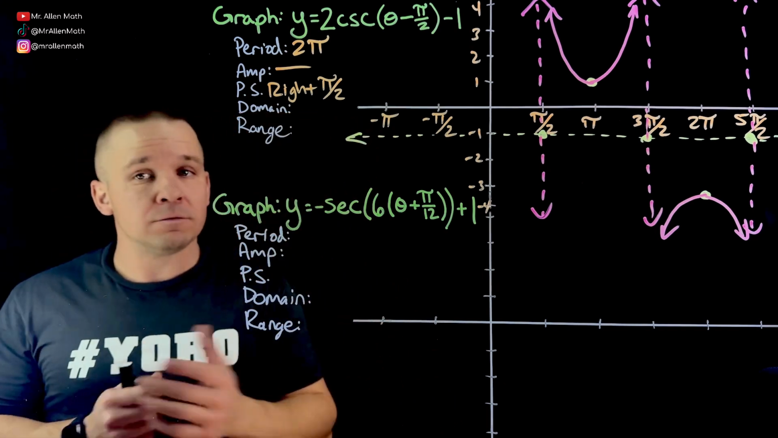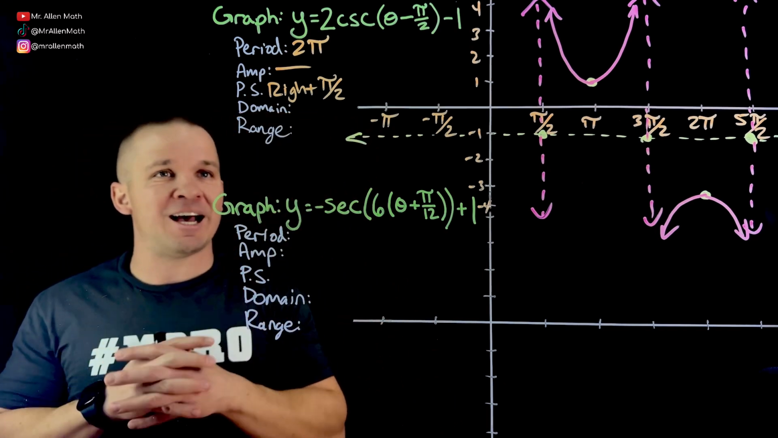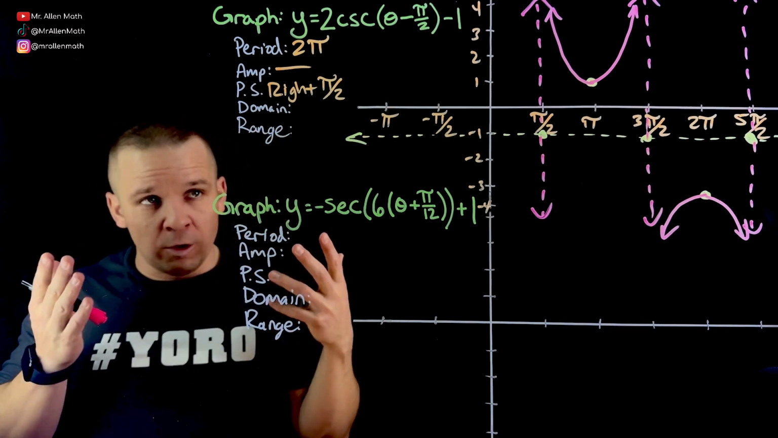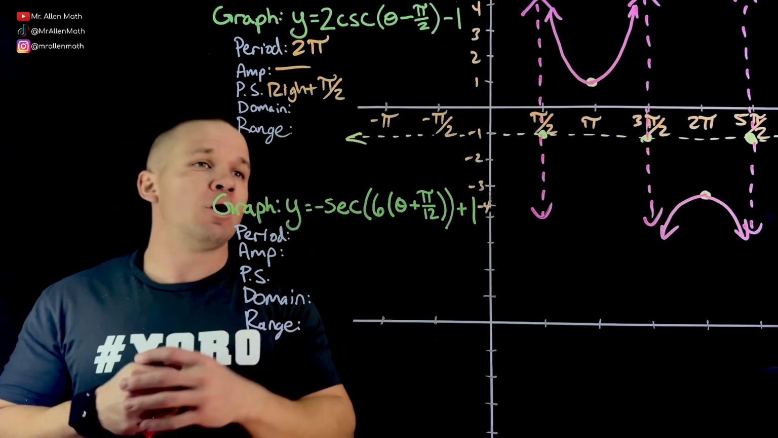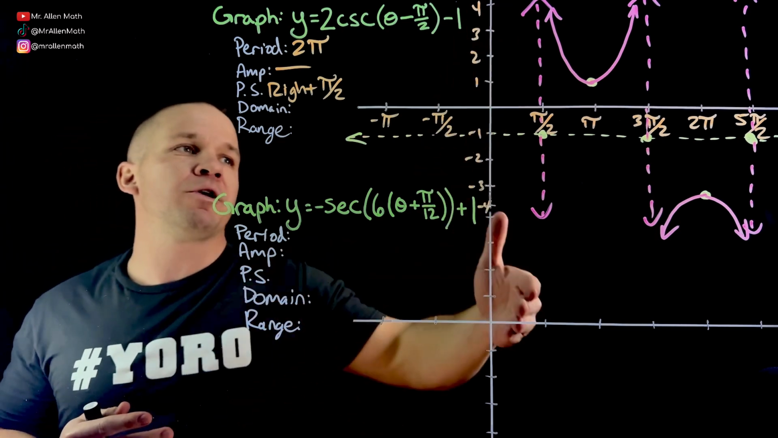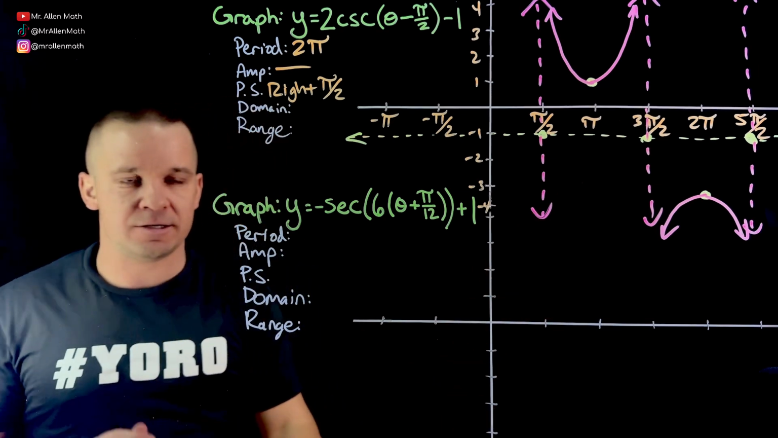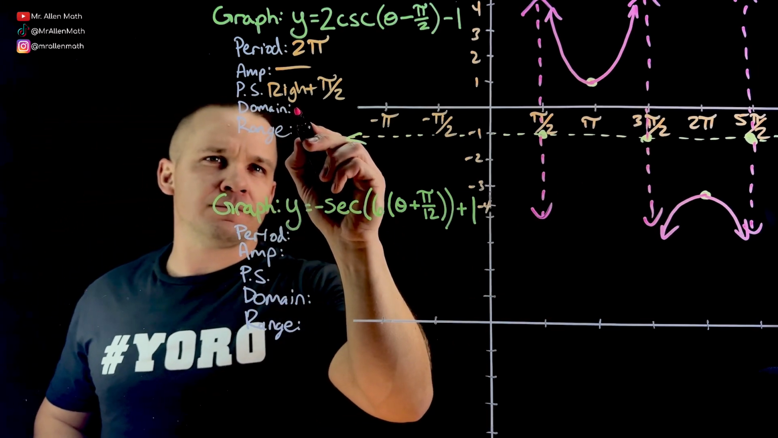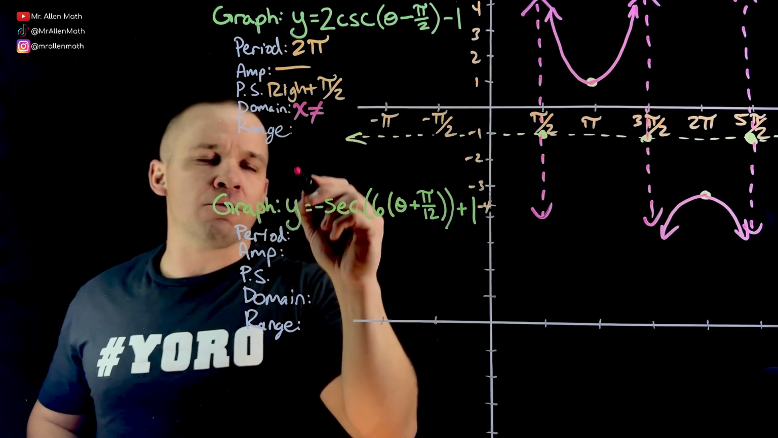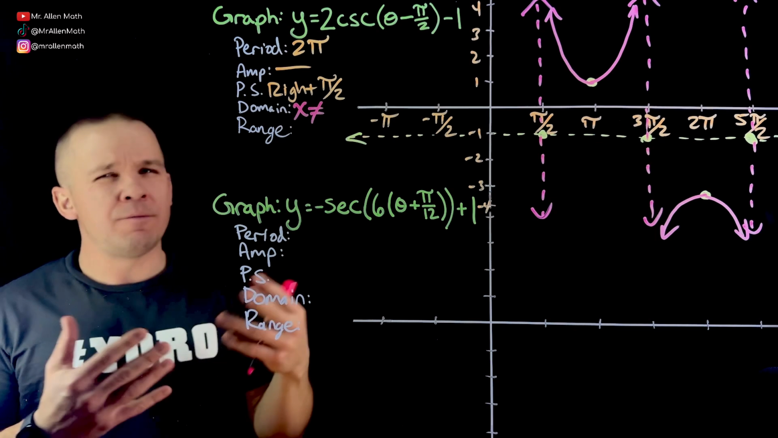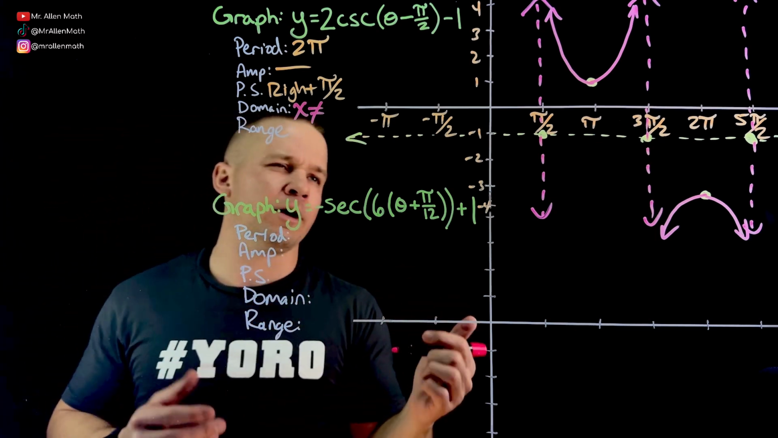Now, domain and range get a little different on this one. When we're writing the domain of this function, or any of these reciprocal functions, we take into account the asymptotes, the places where the graph does not exist. So here's how we write it. We have x cannot equal. You could say x equals all real numbers except, but I'm going to go with the not equal part to keep it a little clearer.